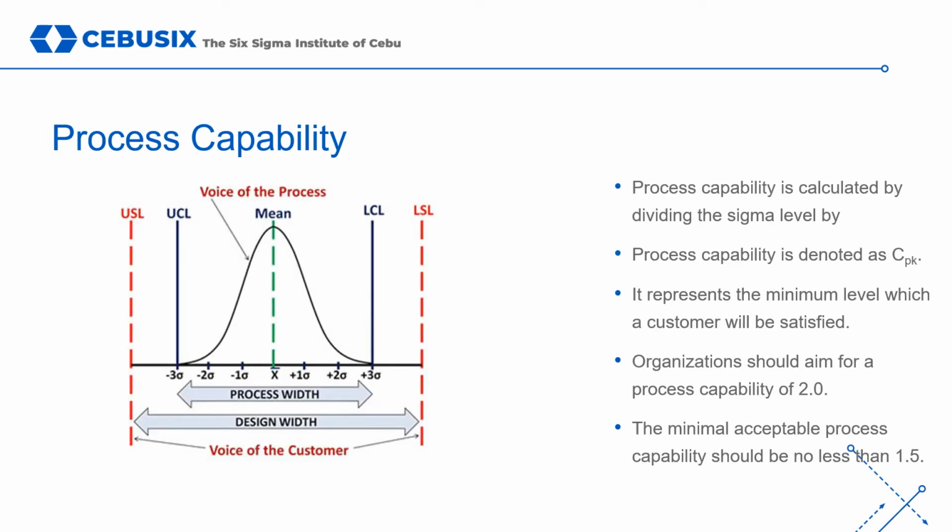The process capability is calculated by dividing the sigma level by 3. Process capability is denoted as CPK. A process capability of 1.33 is equal to a sigma level of 4, which is what most experts agree is the minimal level at which most customers will be satisfied. Under statistical process control, many organizations aim for a process capability of 2.0 with a minimal acceptable process capability at 1.5.